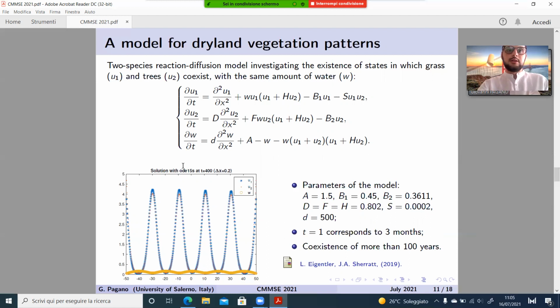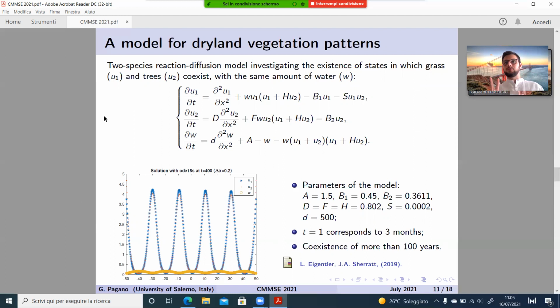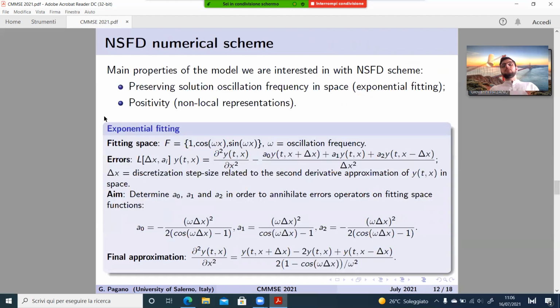This is the solution provided by ODE15s after a discretization in space. And we are interested in the construction of a non-standard scheme for this model because we can see that the solution is positive and also oscillates in space. So we want to preserve these two features of the solution with our non-standard scheme, the positivity and the oscillating frequency. In order to preserve the oscillating frequency, we can use the exponential fitting technique that allows us to obtain exact schemes on specific function spaces.